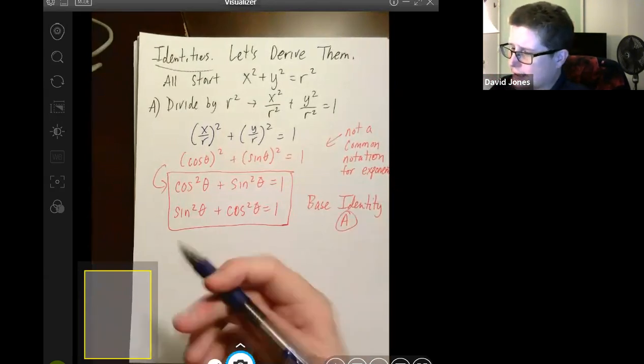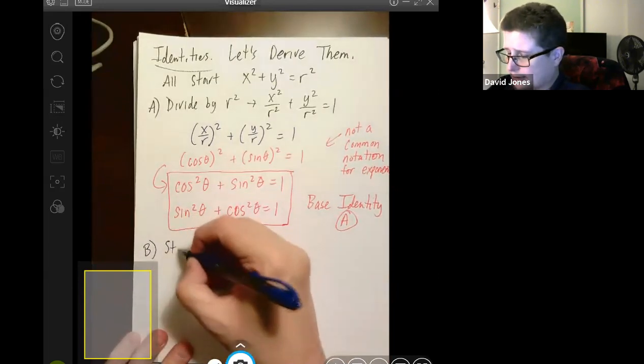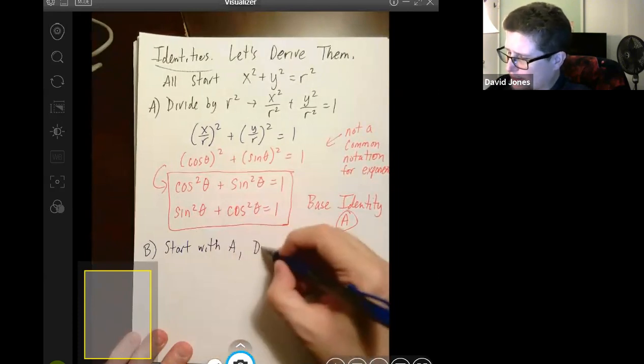For B, start with A, divide by cosine squared.